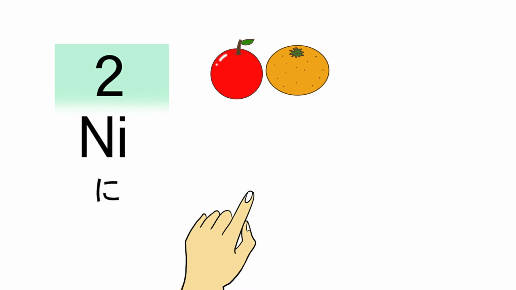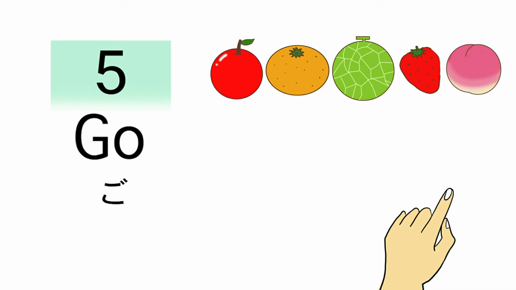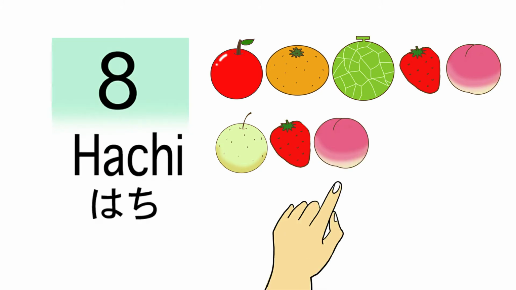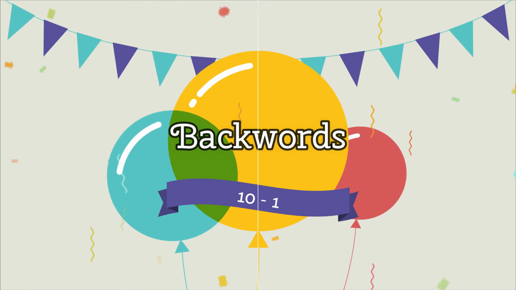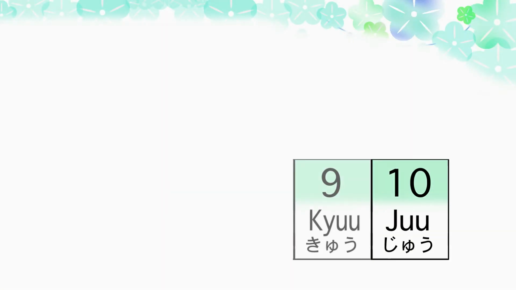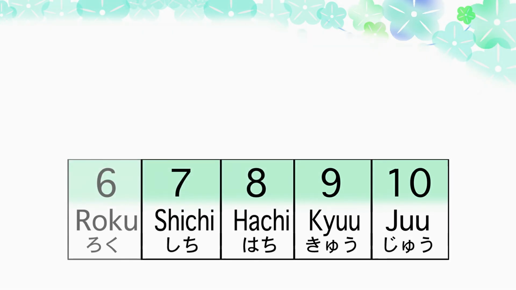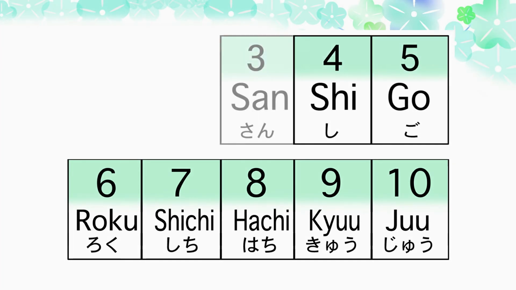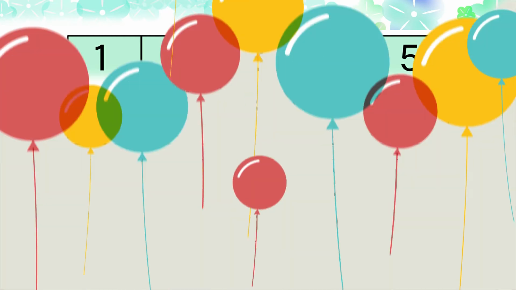Okay, let's count together. 1, 2, 3, 4, 5, 6, 7, 8, 9, 10. Okay, let's try backwards. 10, 9, 8, 7, 6, 5, 4, 3, 2, 1. Please repeat after me.